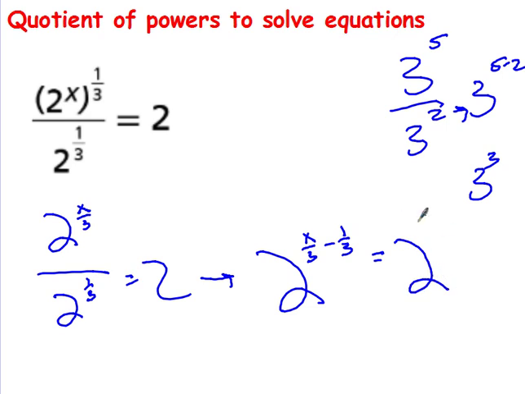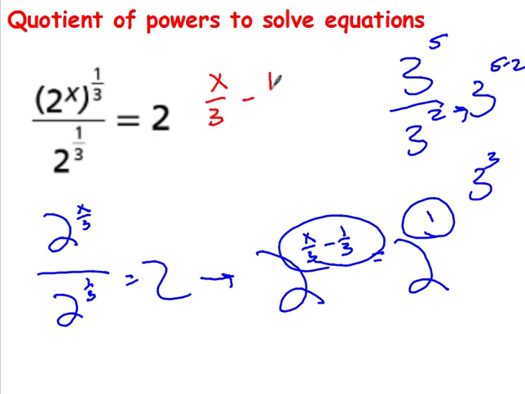Well, there's no exponent here, but we know if there's no exponent, then we can put the power of 1 up there, because 2 to the power of 1 is just 2. So really, there's my equation set up. x over 3 minus 1/3 equals 1. Okay? That's what I'm trying to find here. So I'm going to do that right here in the space above. x over 3 minus 1/3 equals 1.